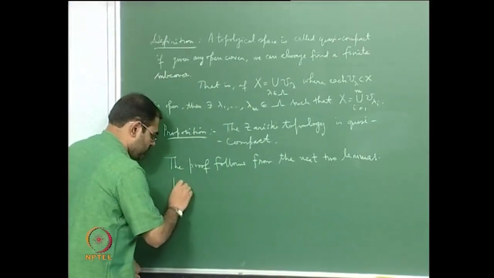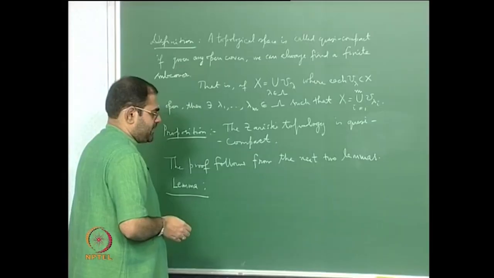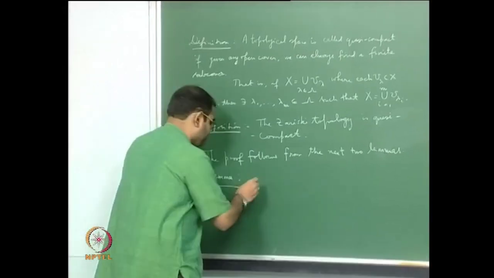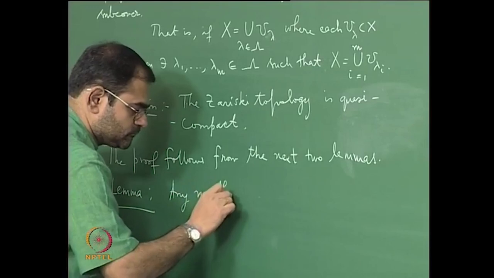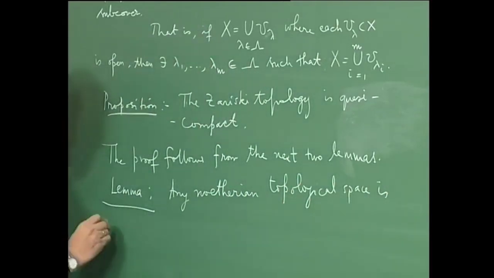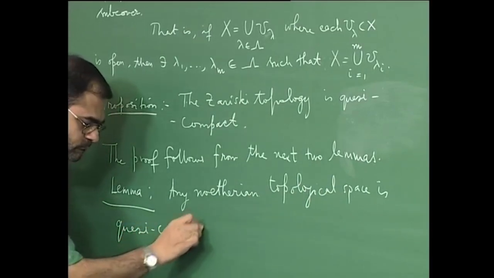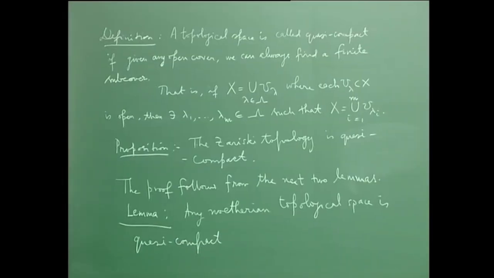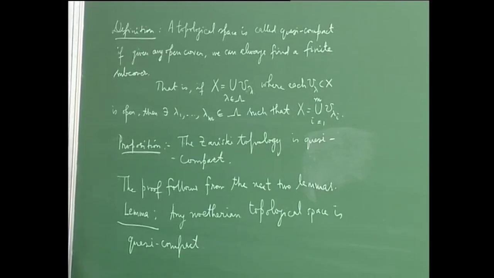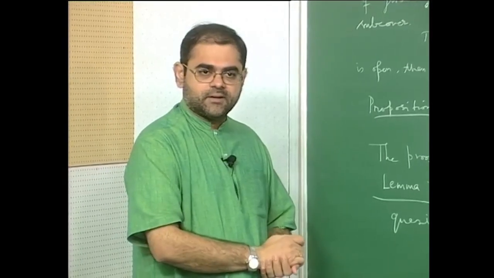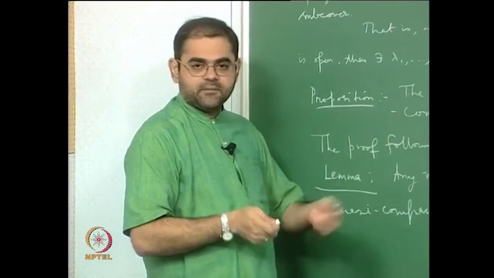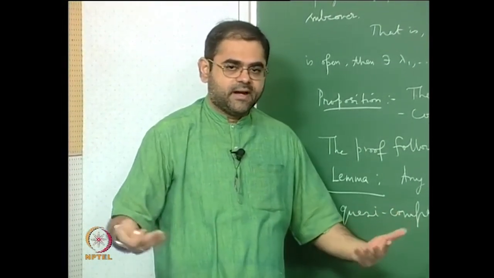So the first one, here is the lemma: any Noetherian topological space is quasi-compact. This is the first lemma, which says that if you take a topological space that is Noetherian, then automatically it is quasi-compact. And the Zariski topology is Noetherian in the sense that if you take any affine variety, any closed subset, any algebraic set in affine space, then you know that it has a Noetherian decomposition, and affine space is of course Noetherian.